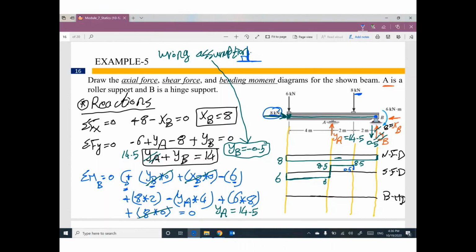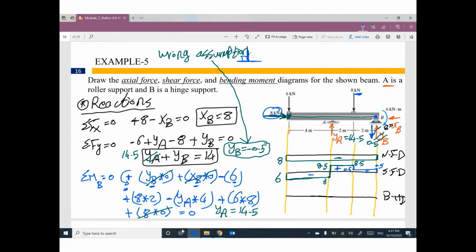Keep walking. You are at 0.5. Until the last point, I will go down by 0.5, which is reaction YB, which is down, 0.5. So this one will be positive. This one will be positive. This one will be negative.